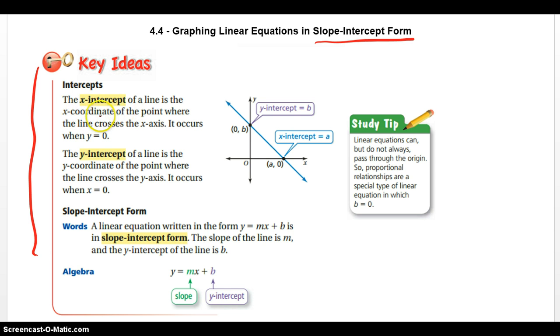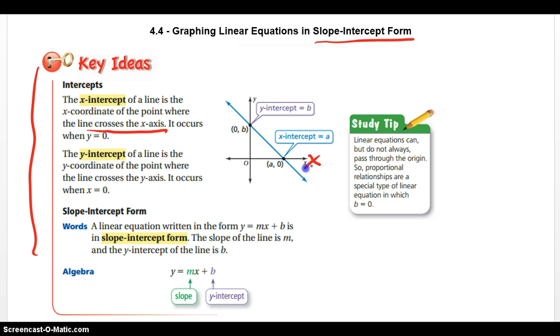The x-intercept and the y-intercept. Those are two words that you need to know coming up within this chapter and in the future. Intercepts. So think of the word intersect. Okay? The x-intercept of a line is the x-coordinate of the point where the line crosses the x-axis. So x-intercept is where the line crosses the x-axis.